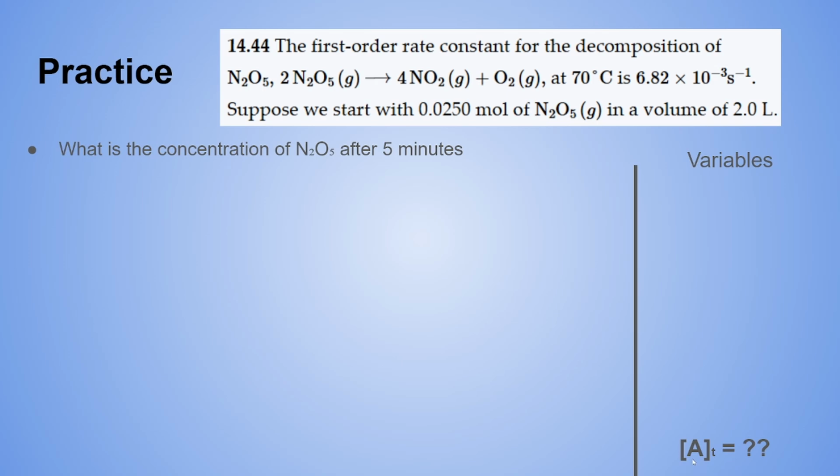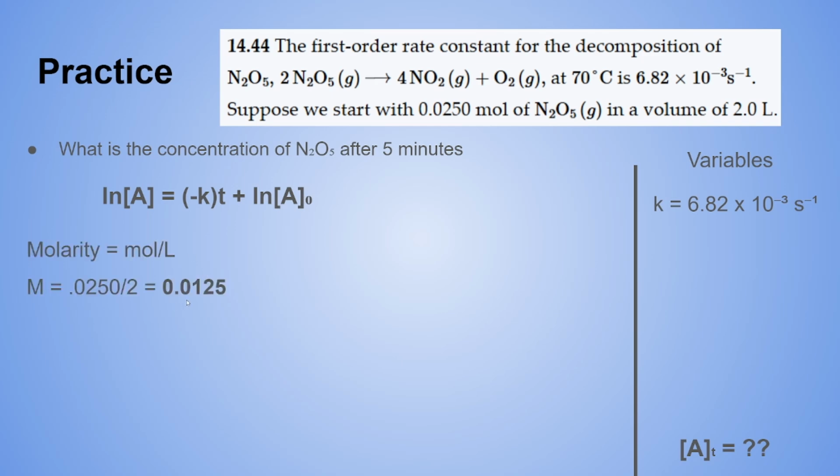So we're looking right here for a concentration at time t, which is 5 minutes. We know that it's first order, so we're going to take our first order equation from earlier and plug that right there. Additionally, we know that this is our rate constant, so we can plug that in our variables right there. So starting with 0.0250 moles in a volume of 2.0 liters, that's essentially telling us our concentration here, but we need to get it into something we can use. So we're going to use molarity, which is moles divided by liters, to get 0.0125 molarity.